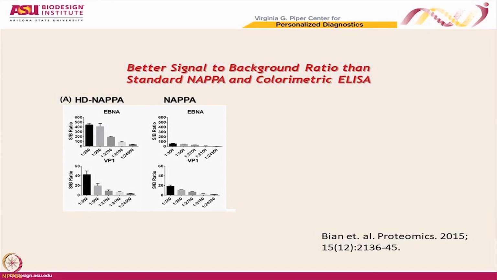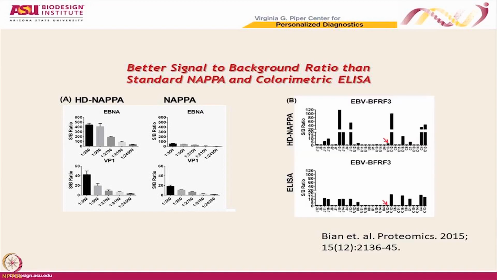And you can see that at pretty much every dilution, we're getting much better detection here than we are here. In fact, it kind of plateaus here at maybe 50 or 60 at 1 to 300 dilution. At 1 to 300 on this platform, it's 450. So the signal intensity is much stronger on these high density NAPPA arrays. Yeah, so this is EBNA up here. This is VP1 down here. So these are two different antigens.